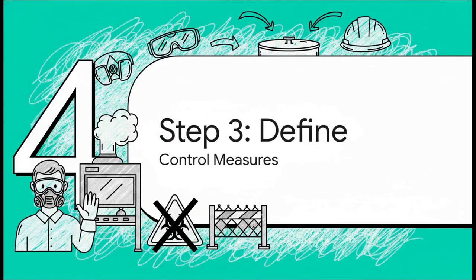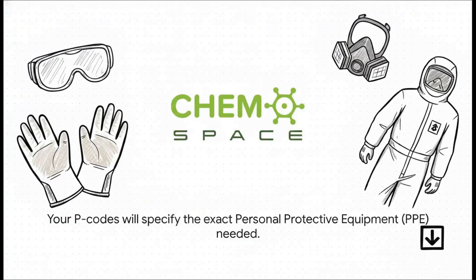Okay, so we know what can go wrong, and we know what to do if it does. But how do we stop it from going wrong in the first place? That brings us to our third and final step, defining the control measures. And you guessed it, we're going right back to our P codes. They're like our cheat sheet for this section.